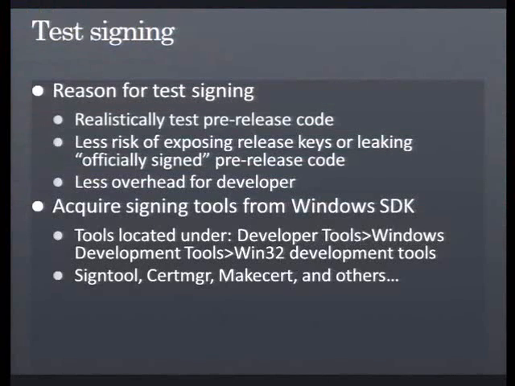So first, why test sign your code? Well, you don't want to sign pre-development code with your release signing key, but you still want to test it in verification scenarios. The easiest solution is to issue test keys, which are trusted only in your test environment. You can give developers ready access to these keys, and if a key is compromised, it doesn't matter, you just create a new one. It's also less overhead for developers to use because they can generate test certificates using tools they can acquire from the Windows SDK.